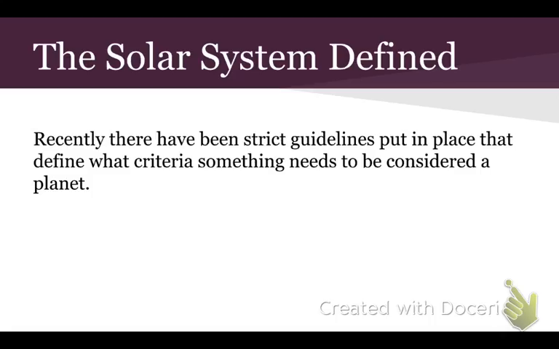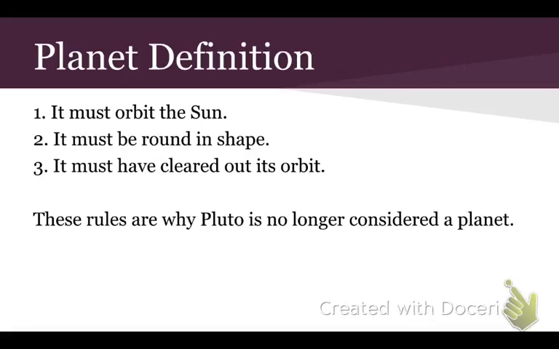So, we have to first define our solar system before we can start talking about the inner workings of it. Recently, there have been pretty strict guidelines put in place that define what criteria something needs to be considered a planet. A planet must orbit the sun, it must be round in shape, and it must have cleared out its own orbit.